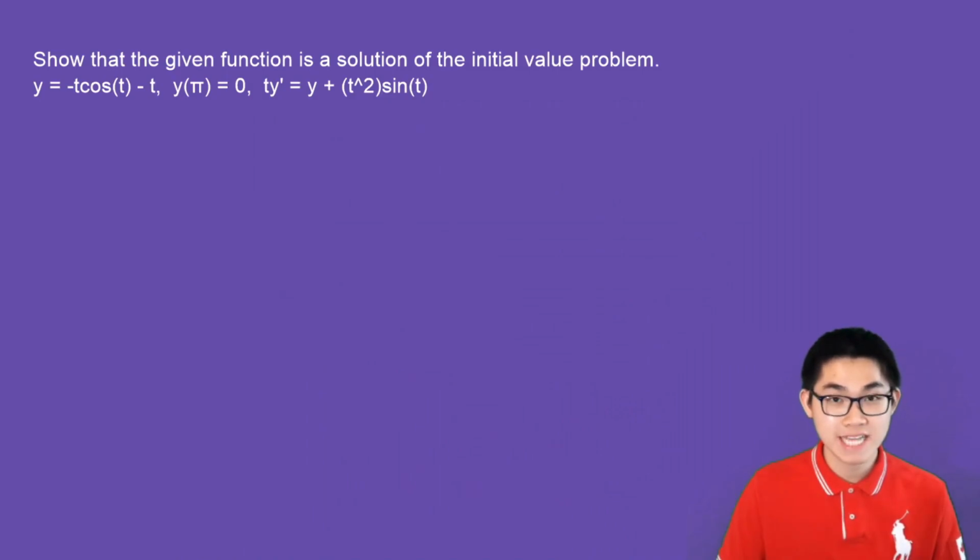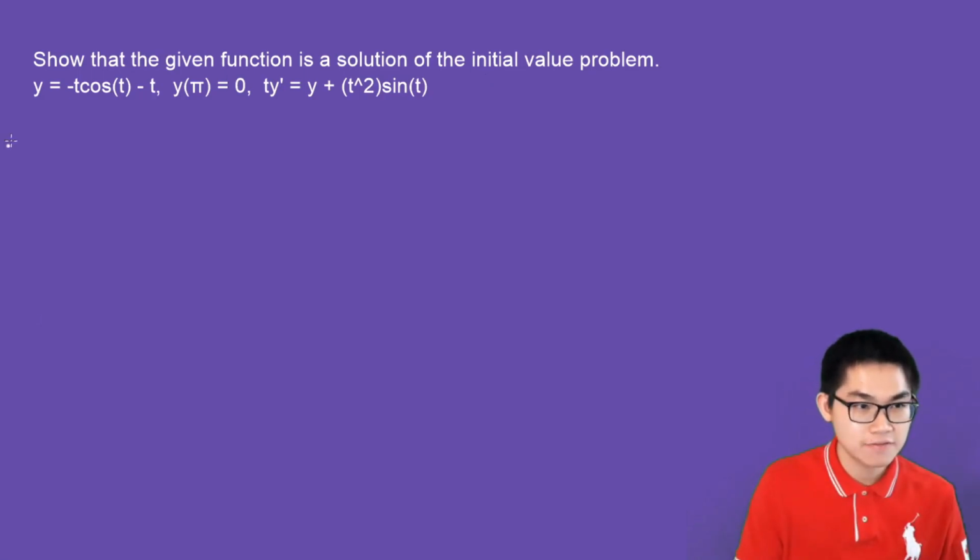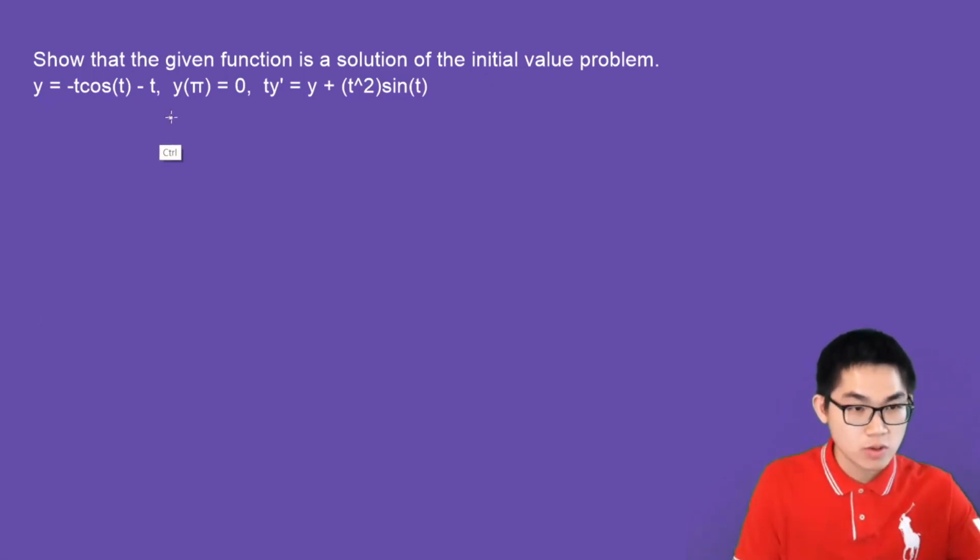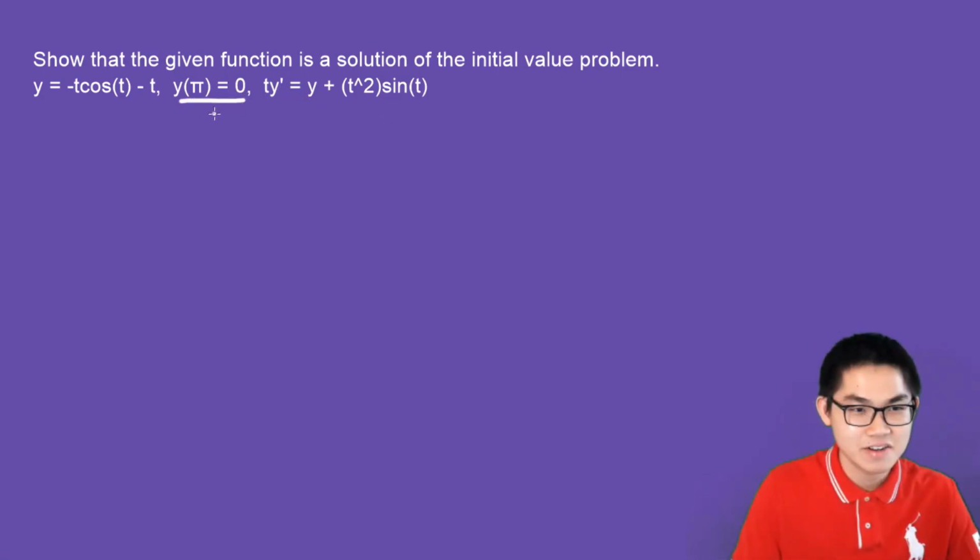Let's do one more example, and feel free to pause the video and try this one yourself. So the problem says, show the given function is a solution of the initial value problem. And this is the function that we're talking about. We also have y at pi is equal to 0, and here is our differential equation. This here means that when t is equal to pi, then y will be equal to 0.